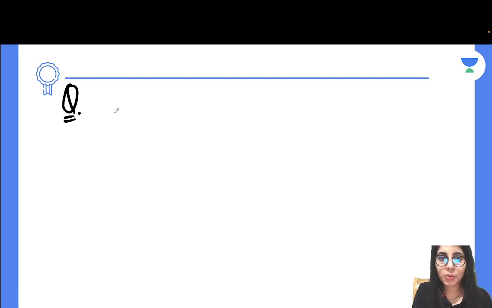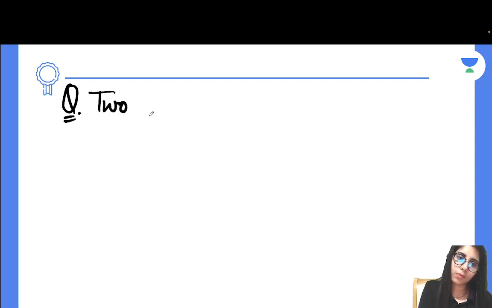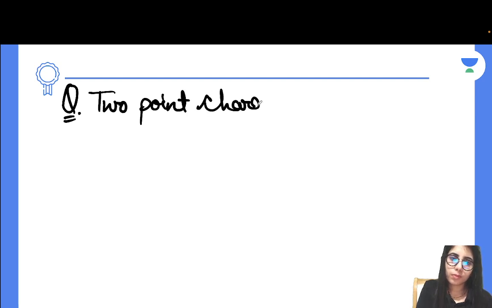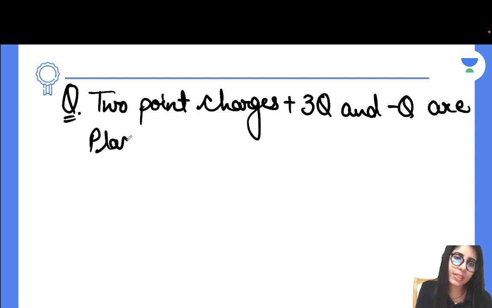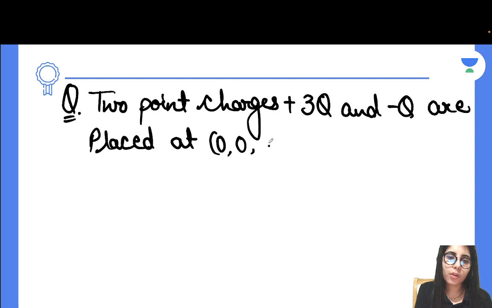Okay, we are going to do the analysis of this one. So actually, it's going to be 2 point charges plus 3q and negative q are placed. And guys, this type of analysis will surely be helping you to avoid making any kind of mistake related to these questions in the upcoming exams. And you will be taking care of the most important points after knowing about them.